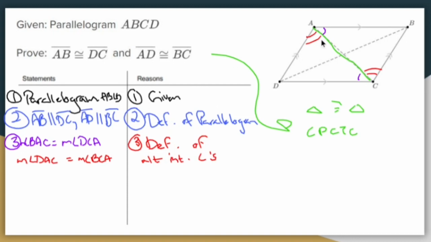All right, so I have two angles and I need the included side. So the included side is literally a side that's being shared. We could say that AC is equal to AC, and that's the reflexive property.